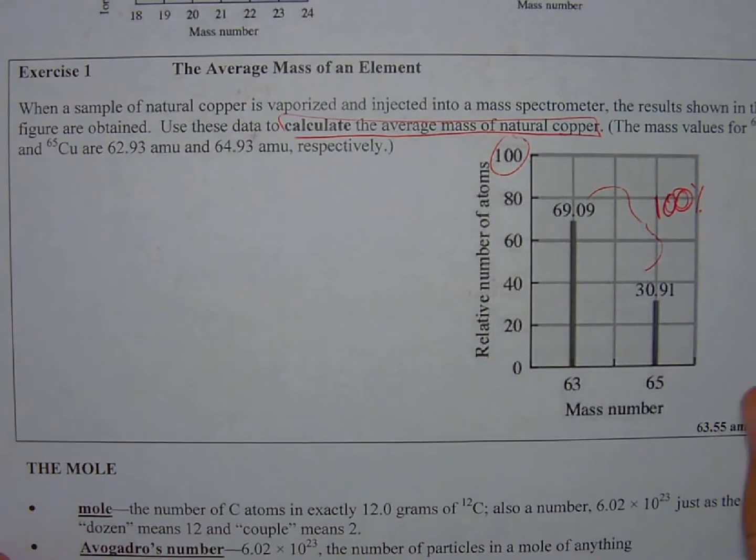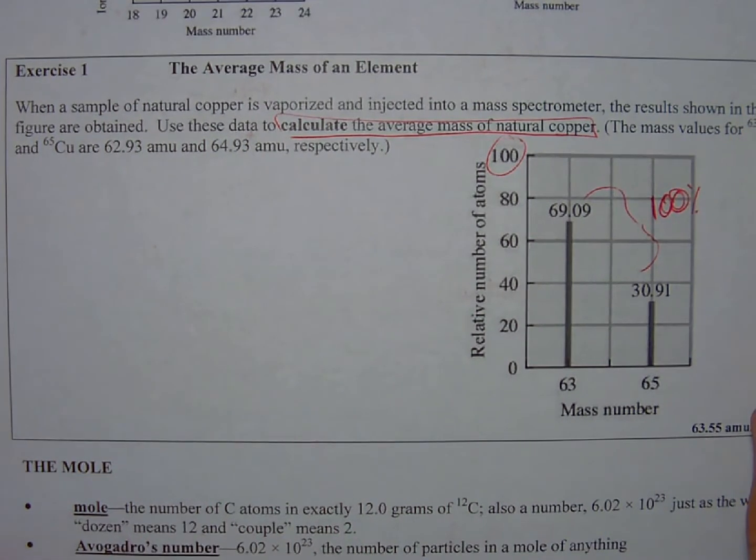Now you can say, oh, Mr. Johnson, I have a periodic table. I could just look it up. It's 63.55. Well, that's not what the question asks you to do. It asks you to calculate the average mass. Looking it up on a periodic table is not calculating.